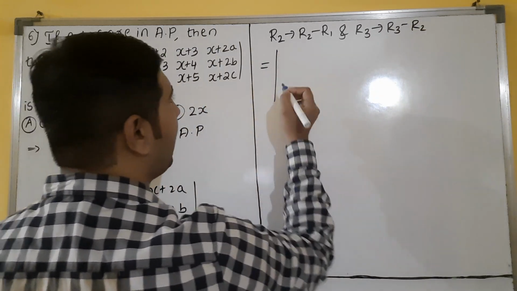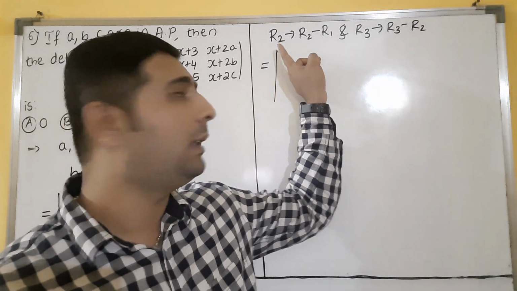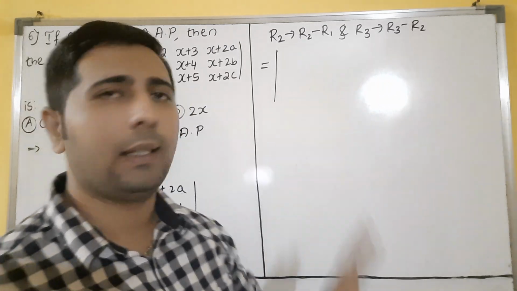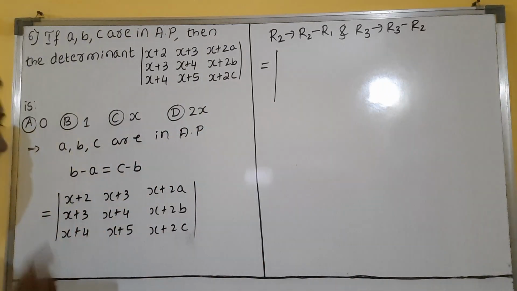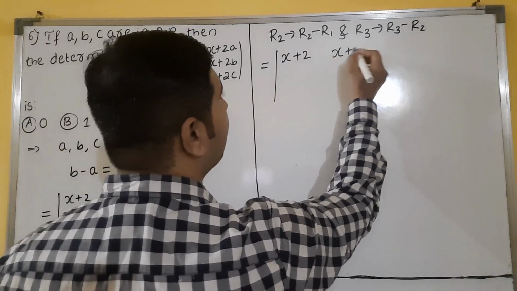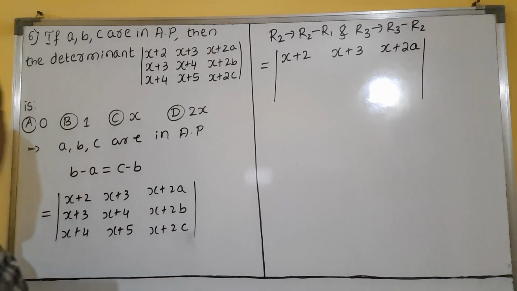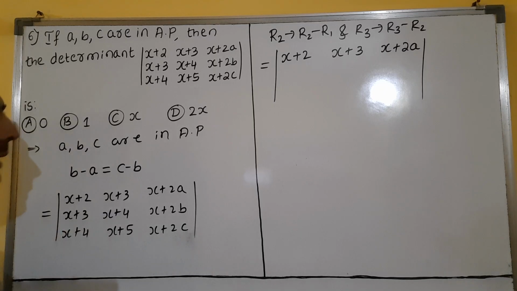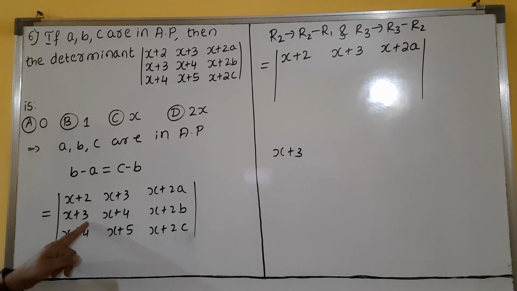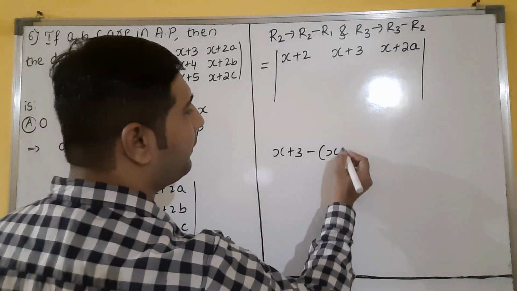Now see how much you will get here. R1 is not changing. This one says R2 is changing, this one says R3 is changing, but R1 is not changing, so you write it as is. R1 is x plus 2, x plus 3, x plus 2a. Clear? Everyone has understood now. So now see how we will make R2 minus R1. R2 is x plus 3, minus R1, which is x plus 2. See here.